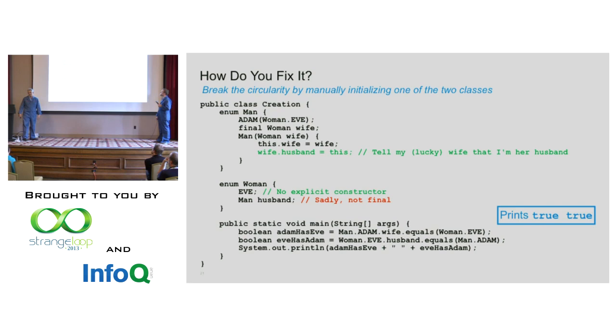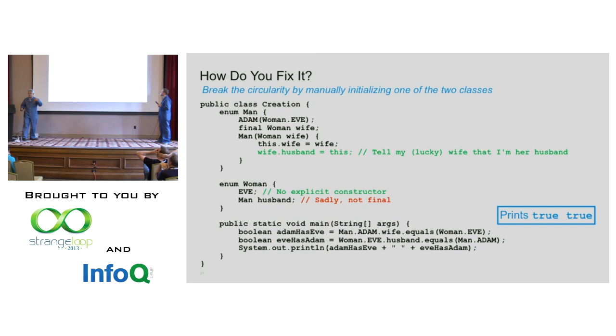But anyway, what we do in this case is that the man will tell his own wife that he is her husband. So inside the constructor for man, we have wife.husband equals this. And so the woman now is very, very simple. The husband field is no longer final because it's set after the creation of the woman, and we just wait for our man to tell us who our husband is.